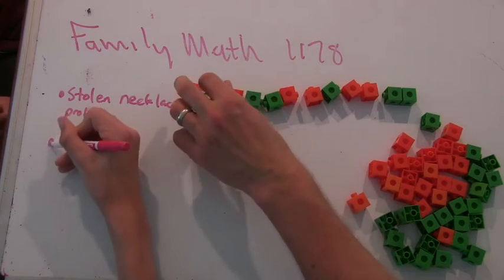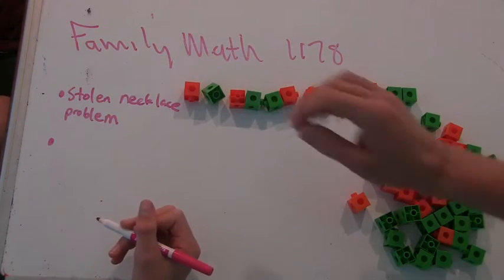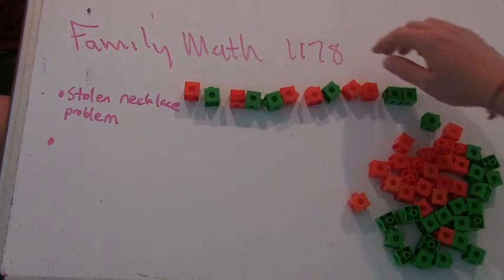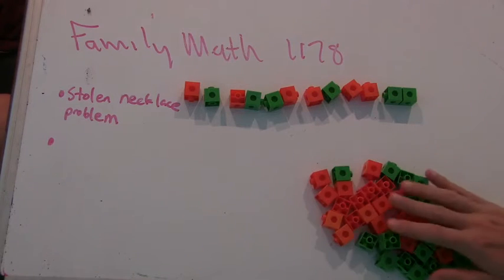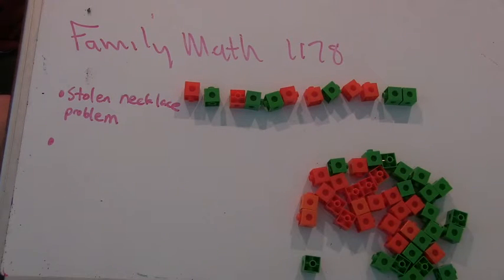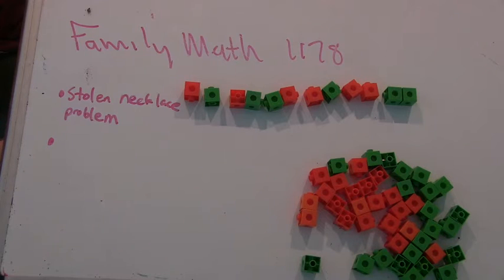So the problem itself is pretty interesting. Okay, so you have some different types of jewels. In this example we have two, the green and orange, and they're on a necklace. Your goal is to divide up the jewels between you and a friend so that you each have the same number of jewels, but making as few cuts in the necklace as possible.